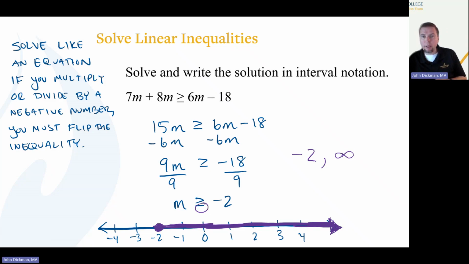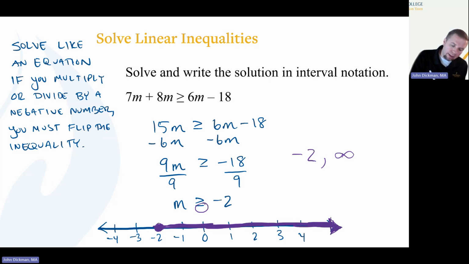Leftmost value, rightmost value. The leftmost value is either going to be a number or negative infinity. The rightmost value is either going to be a number or positive infinity. Never have negative infinity on the right side because on the number line, negative infinity is left. Okay? So we start with the smallest number that's part of our solution, in this case, negative 2.